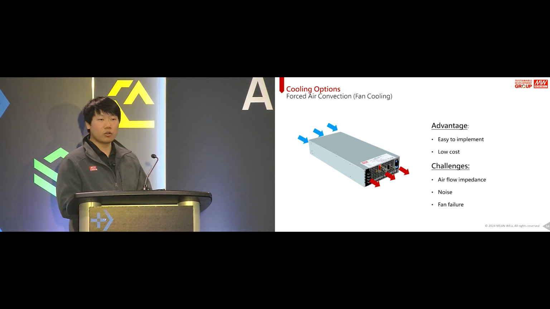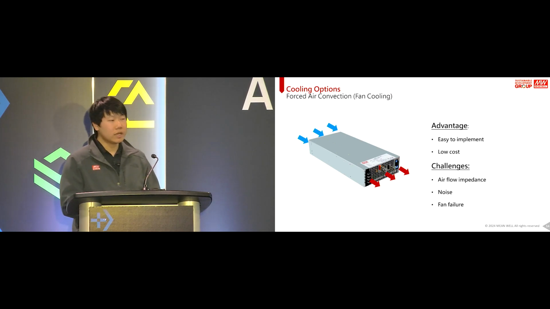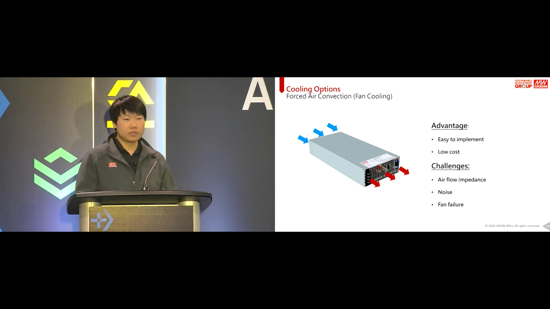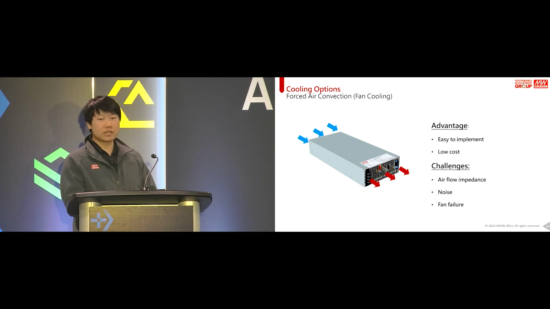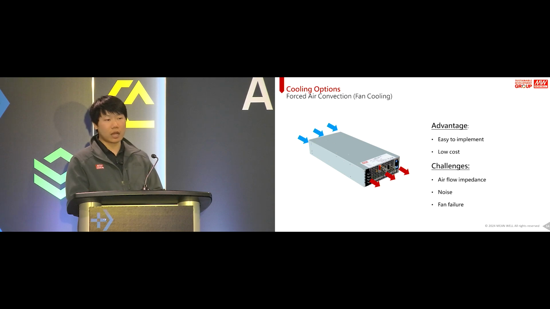Next I'll go over a few of the cooling options available, and the advantages and disadvantages of both. Then finally I'll summarize what's the right solution for you, the best selection for your equipment. The first and most common is forced air convection, which we also call fan cooling. The advantage is easy implementation and very low cost. A lot of the high power enclosed power supplies come with built-in fans, and those are all forced air convection power supplies.